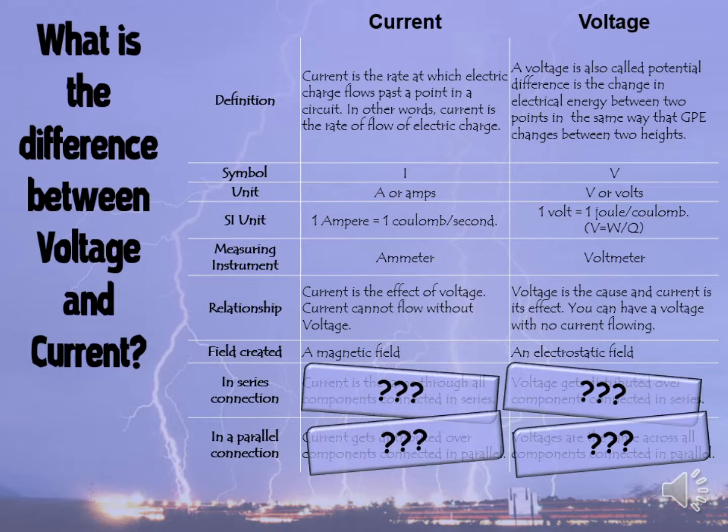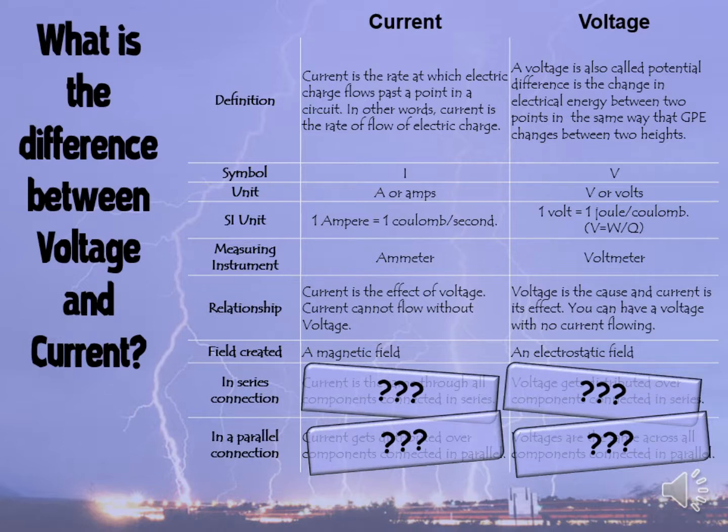So the voltage is a potential difference, which is the change in electrical energy between 2 points, and it's similar to the way that gravitational potential energy will change between 2 heights. And so between those 2 points there is a gradient, there is a slope in electrical energy, and that is what creates the current, that is what causes the current to flow. So it says there, in the relationship, the current is the effect of voltage, voltage is the cause of current. You can have a voltage with no current flowing.